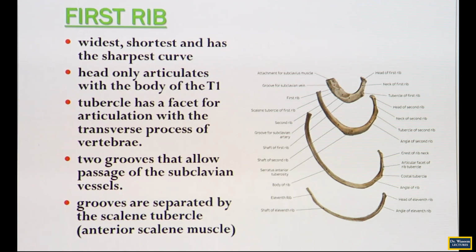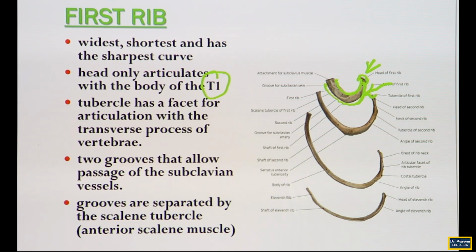You have already noted the differences here: it has the inner border, it has the outer border, and the head is there, but the head will have only one facet, it is not having two demi facets. It articulates with the body of its corresponding vertebra, T1, and would otherwise have one demi-facet accommodated by the last cervical vertebra. No, it will have just one facet here. So only the T1 vertebra will accommodate it to form the costovertebral joint. At the same time, the tubercle will articulate with the T1 vertebra's transverse process tip, the facet forming the costotransverse joint.